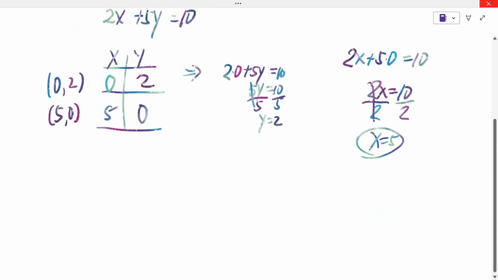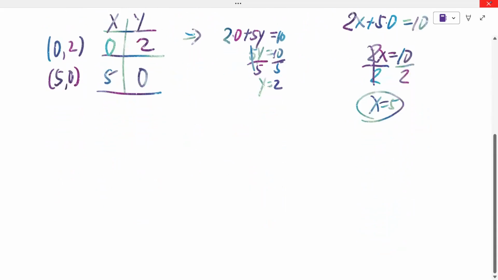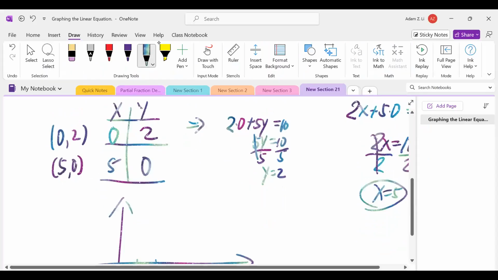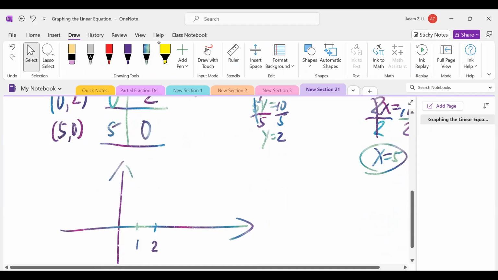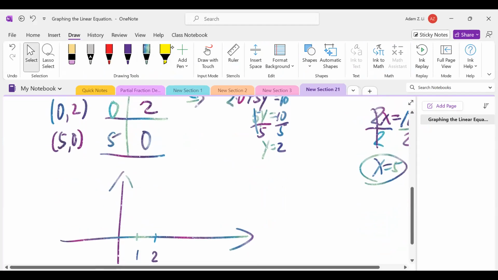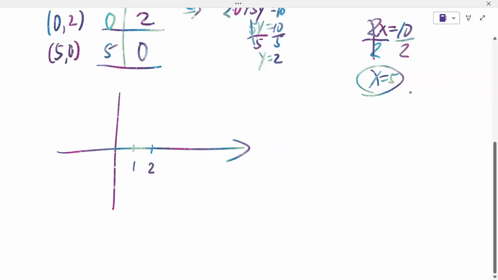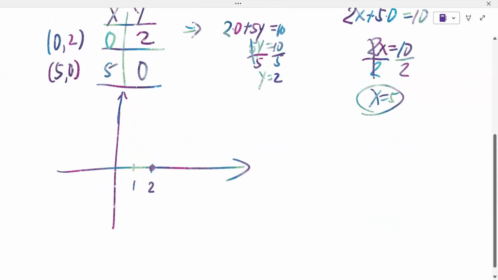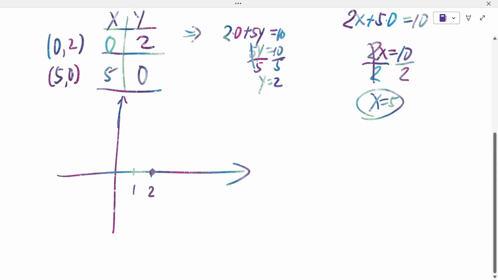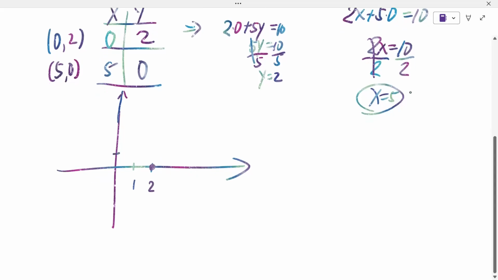And that's what we did earlier, right? So basically, once we get the x, y intercepts, so this is 1, 2. It's a little longer on the y side, so let me erase that a little bit. This is the y-intercept, x equals 0, so 0, 2. And then 5, 0.